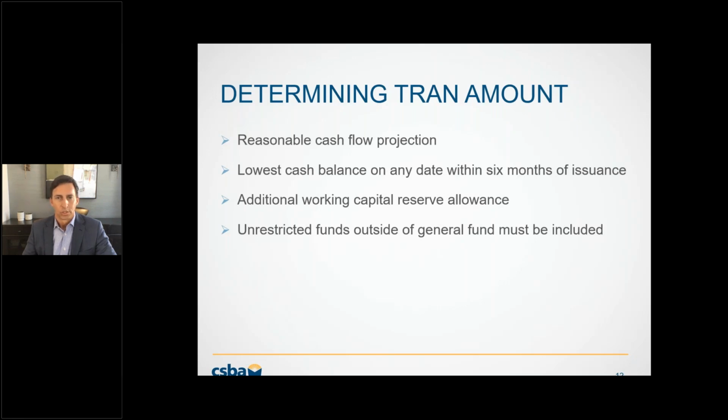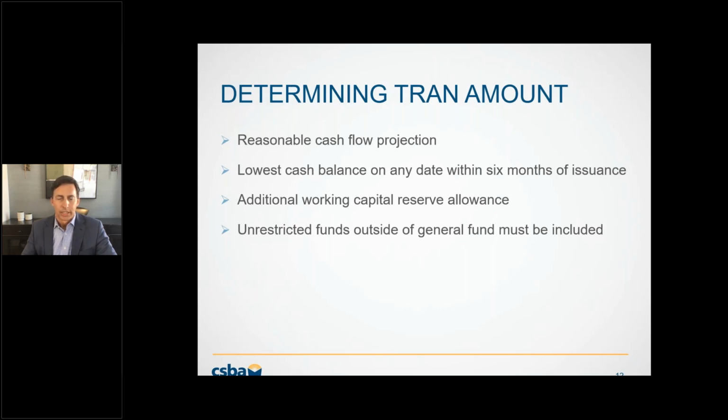Since for most districts the cash low point will probably be on June 30th, we really can't look at issuing the TRAN until after the first of the year. On top of that low cash point, the IRS says you couldn't operate any business with zero cash. So you're allowed a little bit of an increment on top of that low cash point that's equal to 5% of your prior year's expenditures.